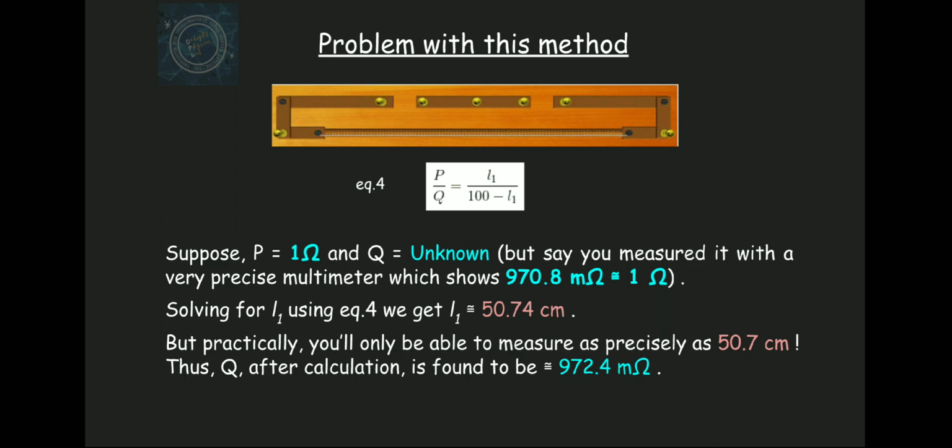Let's just say you get the null point as 50.7, you record this, and then after calculation you find out Q using the formula in equation 4. You can do it right now. I am giving you time. You can find the value will come out to be 972.4 milliohm, which is not quite what it was. You will argue that well, this is just in the order of 1 milliohm, so is that much significant?